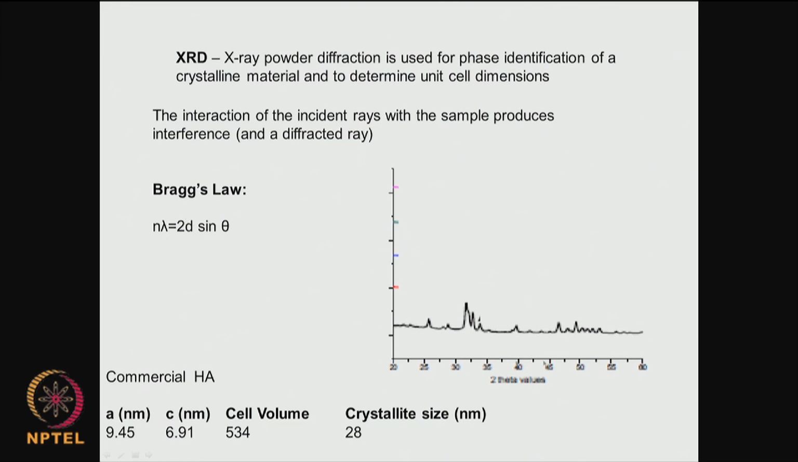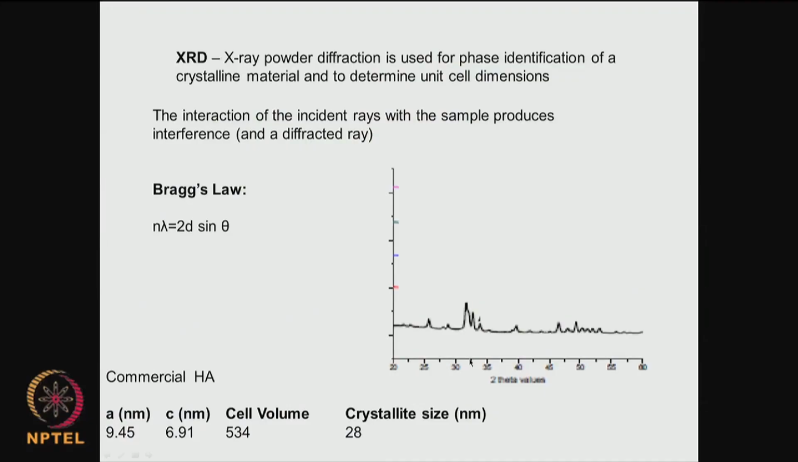For example, this is a typical X-ray diffraction picture of a commercial hydroxyapatite. We can see some sharp peaks here, which are characteristic of hydroxyapatite. We can go to literature and find out whether these values are matching. On the x axis generally you plot 2 theta, and from the theta value, using this formula, we can calculate the dimensions of the crystal.